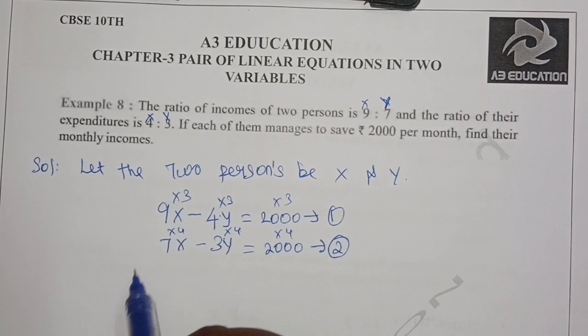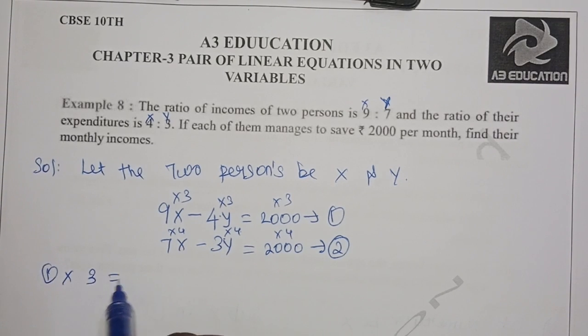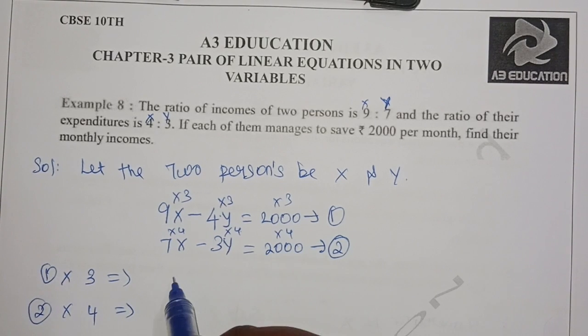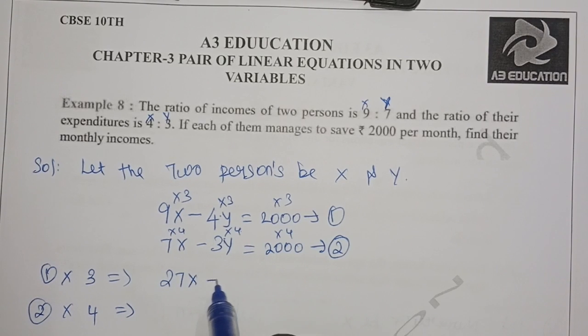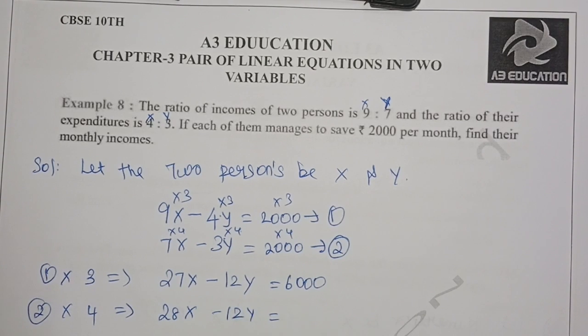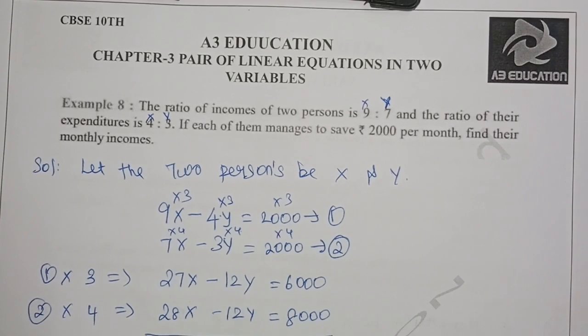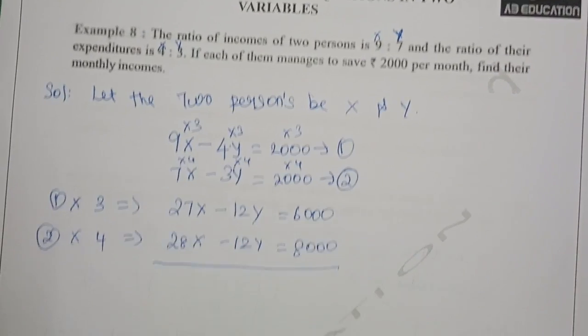Therefore, equation 1 into 3 and second equation into 4. 9 3s are 27, so 27x minus 12y is equal to 6000. And 28x minus 12y is equal to 8000. This is the method, you can solve it.